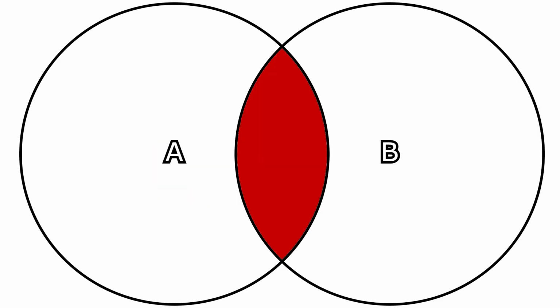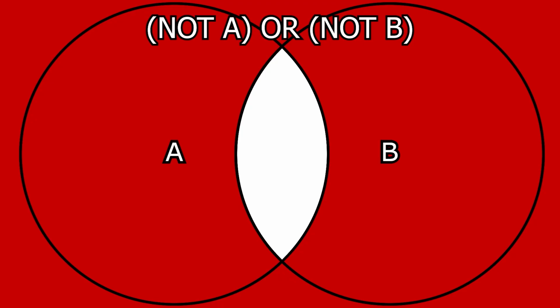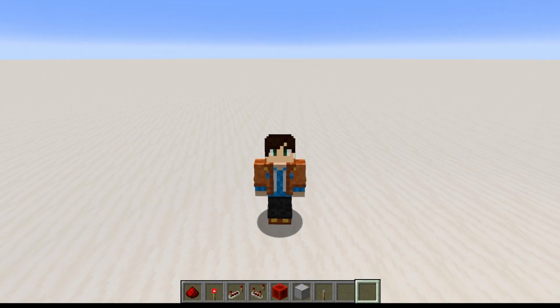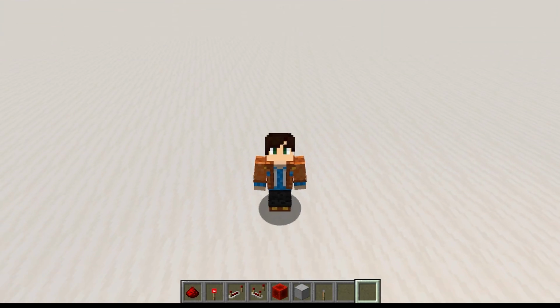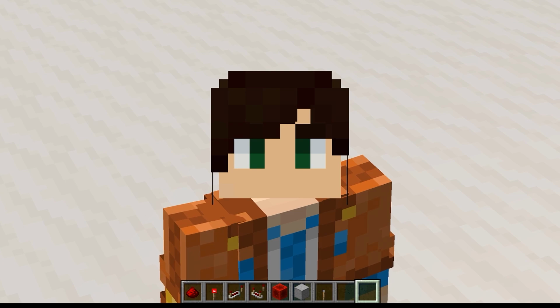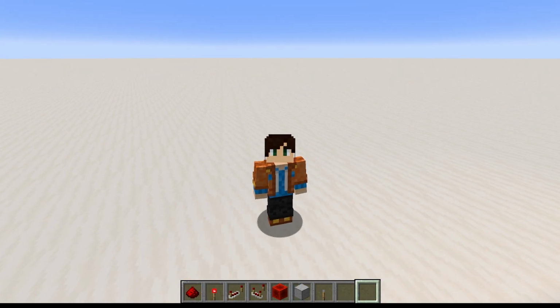By the way, does this Venn diagram look suspiciously familiar to you? If you've watched Lesson 10, it should. Because if we take the not A or not B Venn diagram from last time and invert it by swapping red and white, it gives us this exact Venn diagram. Does this mean that if we take the output of not A or not B and invert it, that's equivalent to an AND gate? Yes, it does. But let's build one to prove it.